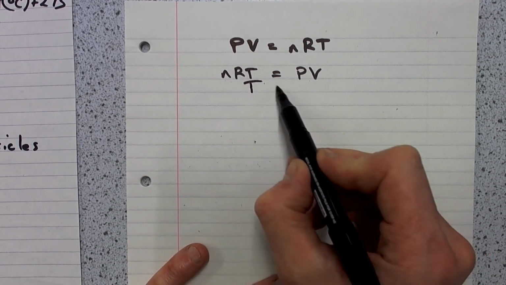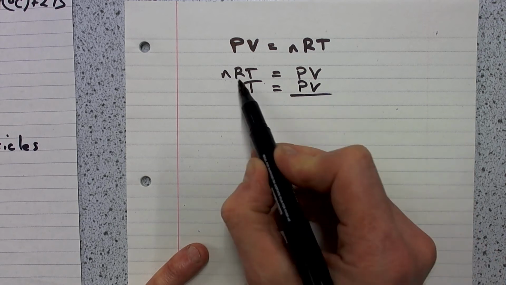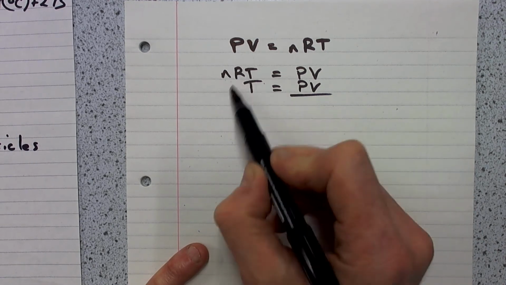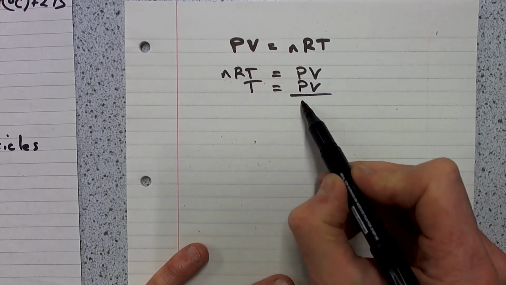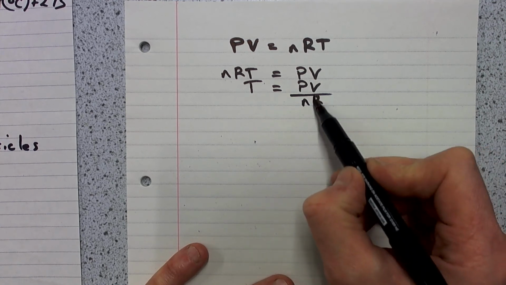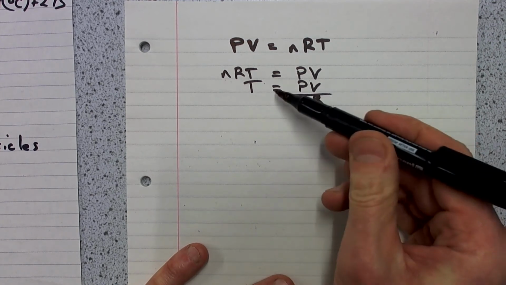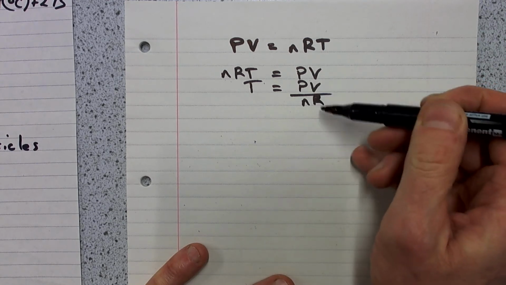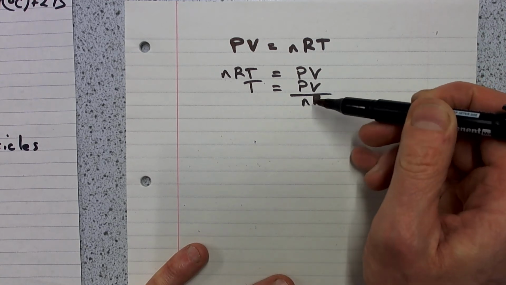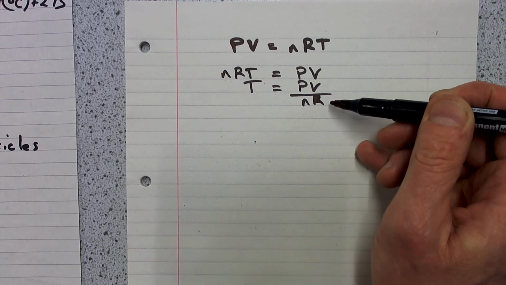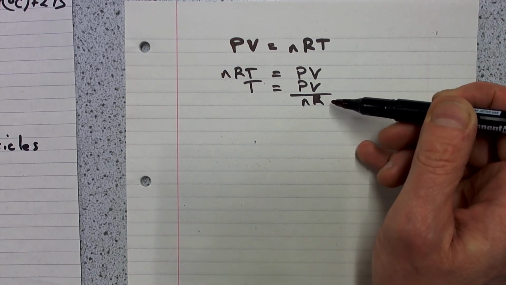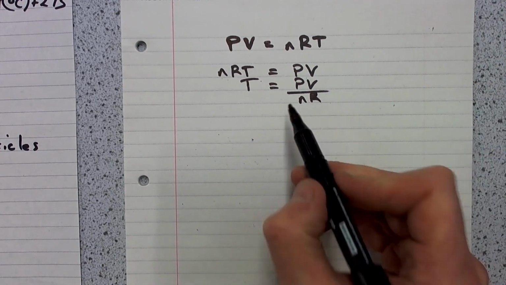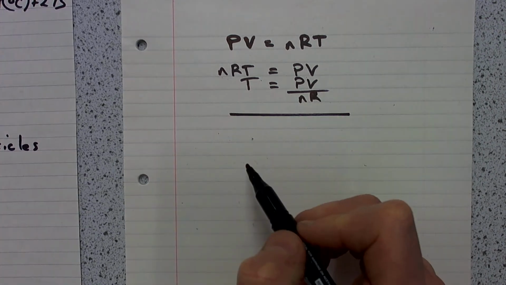So they'll cancel on the left-hand side. But if we divide this side by nR, we've got to divide this side by nR. So to work out the temperature in Kelvin, we just multiply the pressure times the volume and divide it by, probably put those in brackets, the number of moles times the molar gas constant, 8.31. All right, that's how to work out the temperature.